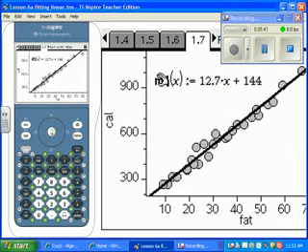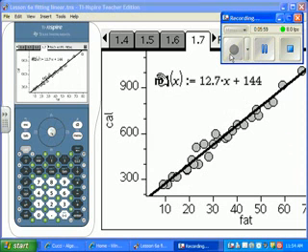Notice this equation right here. The equation that was down in the corner. That's your equation for your line of best fit or your movable line. So when you move that line around, you should also see that equation changing. You're changing the equation of the line when you move it around on the scatter plot. Okay, so take a minute to do that.